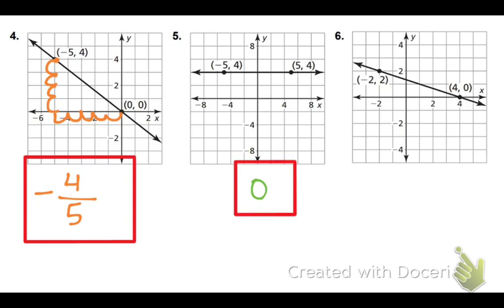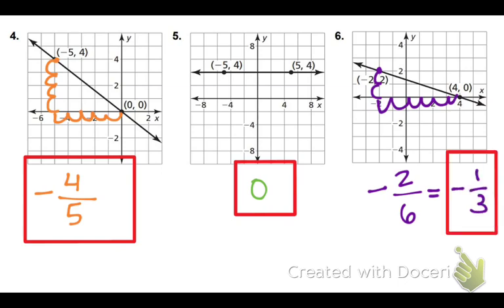All right, and then the last, positive or negative? Negative. So we go down how many? 2. And then over? 6. All right, and then do we reduce in math? Yes. We do. So what does this reduce to? Negative 1/3. All right, so here's what that means. That means you could technically go down 1 and over 1, 2, 3, and you'd still land on the line. That makes sense. So if you can reduce, that means there was a shortcut.